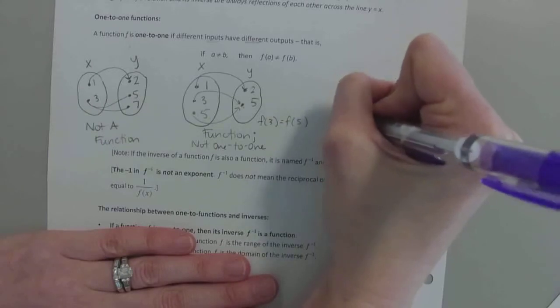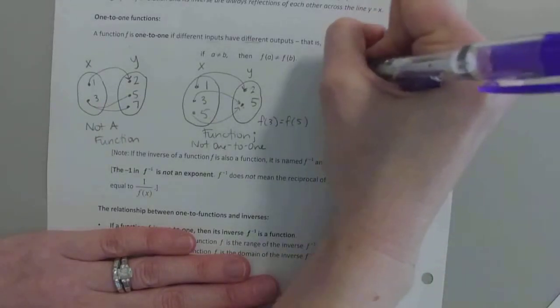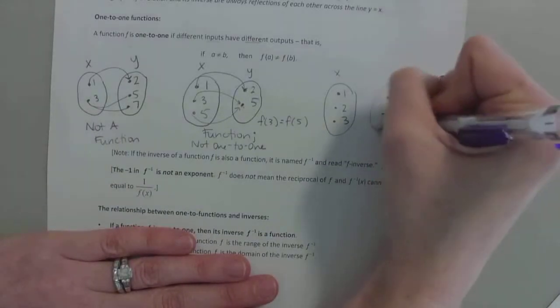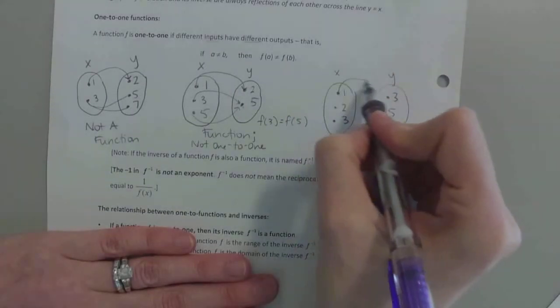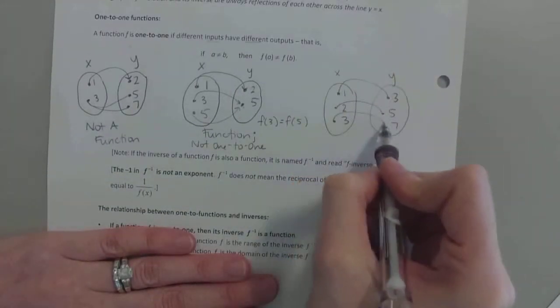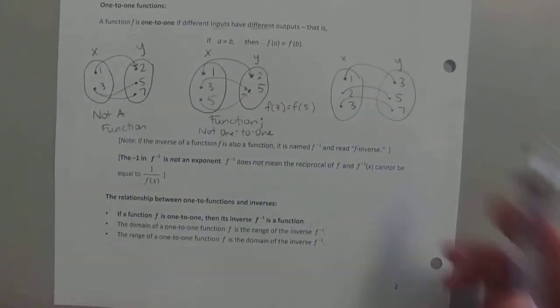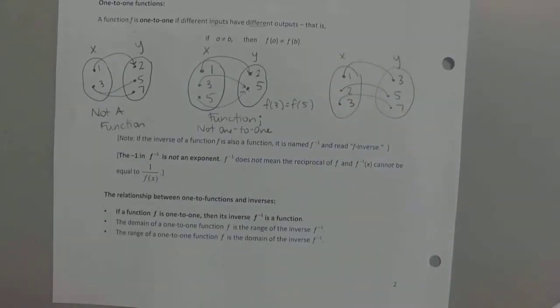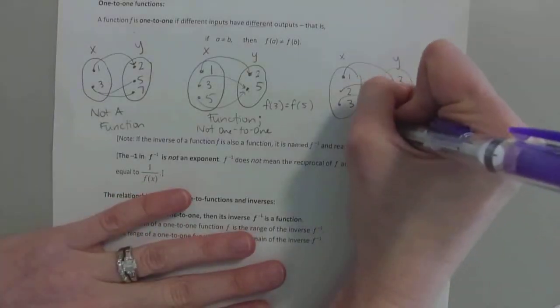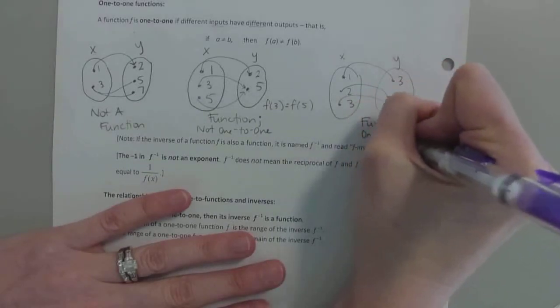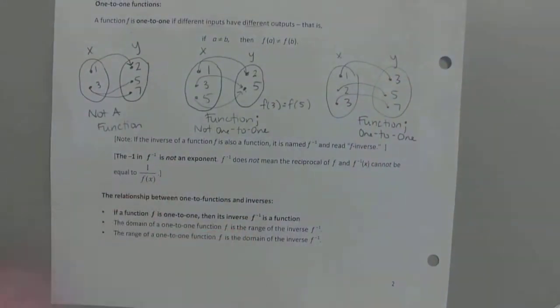So let me give you an example of one that's both a function and a 1 to 1 function. So let's plot 1, 2, 3, and let's plot 3, 5, 7. And let 1 go to 3, 2 go to 5, 3 go to 7. Is that a function, yes or no? Yeah. Every x had one y. Is it a 1 to 1 function? Yeah. Yep, because every y has one x, correct? So this is a function. And then semicolon, it is 1 to 1.